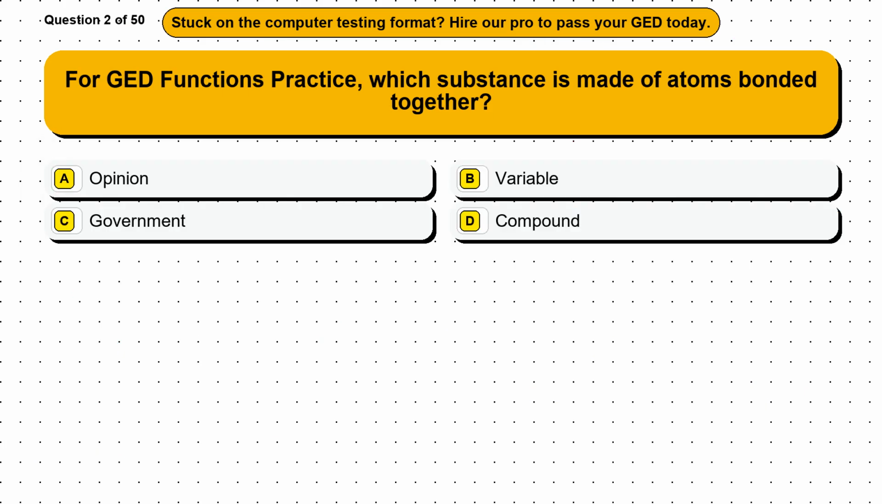Question 2. For GED Functions Practice, which substance is made of atoms bonded together? Option A: opinion. Option B: variable. Option C: government. Option D: compound.